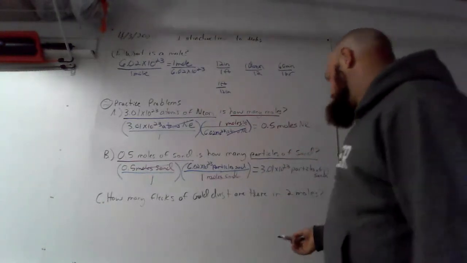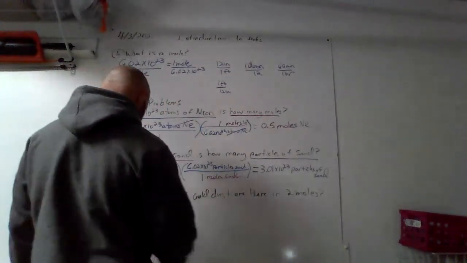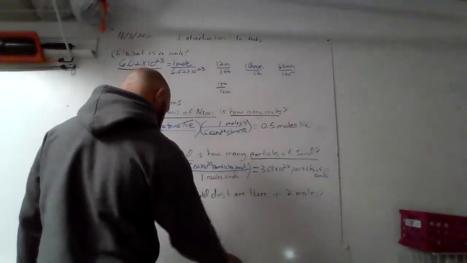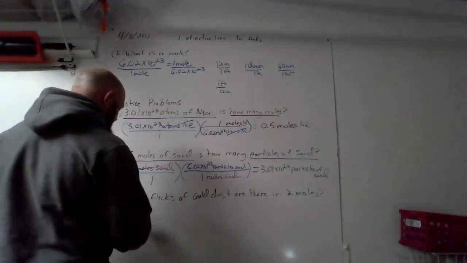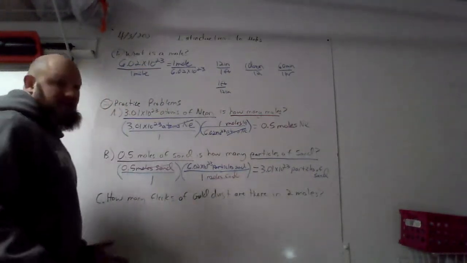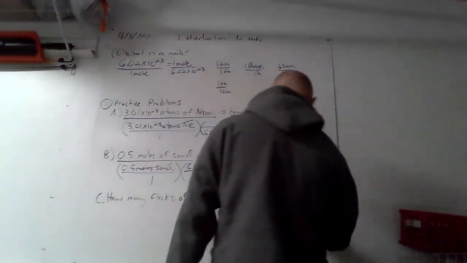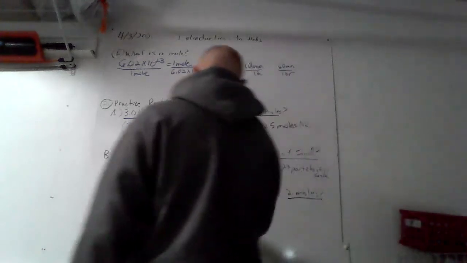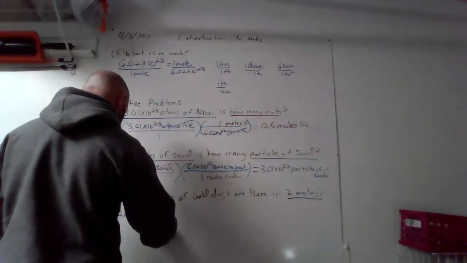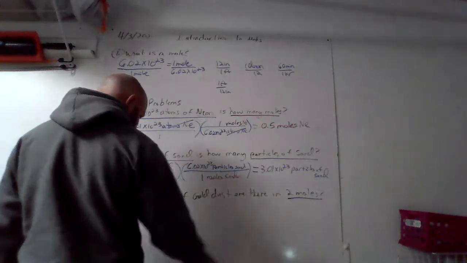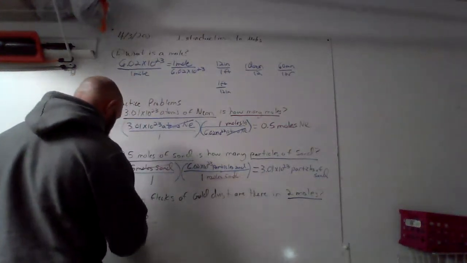Okay, let's look at the next one. How many flecks of gold dust are there in 2 moles? So it's asking me how many flecks, but that's not what I'm starting with. What I'm starting with is whatever number and unit they give me. So we have 2 moles, and we know it's gold. So I'm going to start with 2 moles, and I'm going to put that over 1.